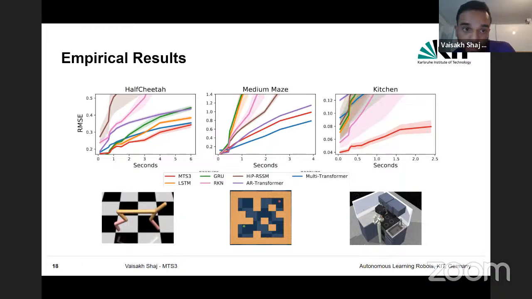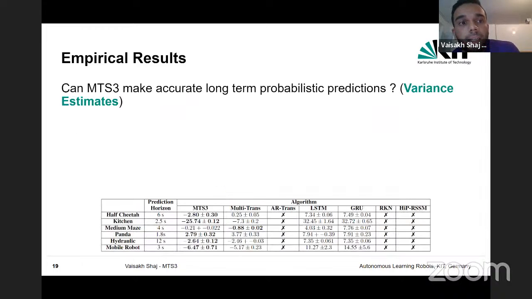So yes, what are the reasons? Why might it be so? I will show you some ablations on why it might be so, in my opinion. But we also tried to answer another question: can we make accurate long-term probabilistic predictions or variance estimates? Because we have a probabilistic model, so it should be good at modeling uncertainties.